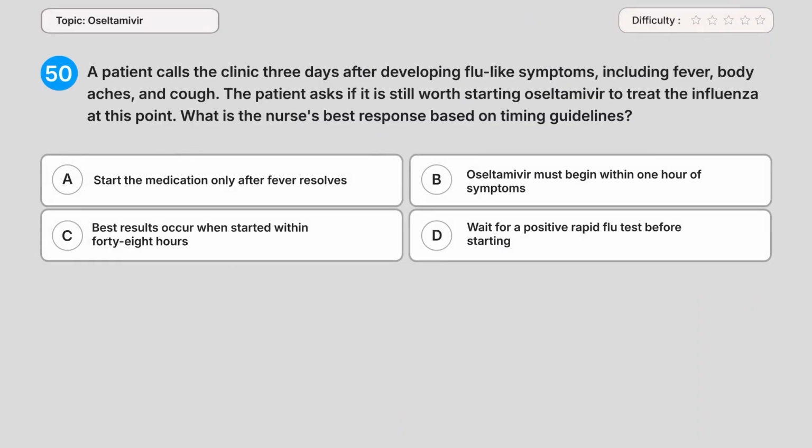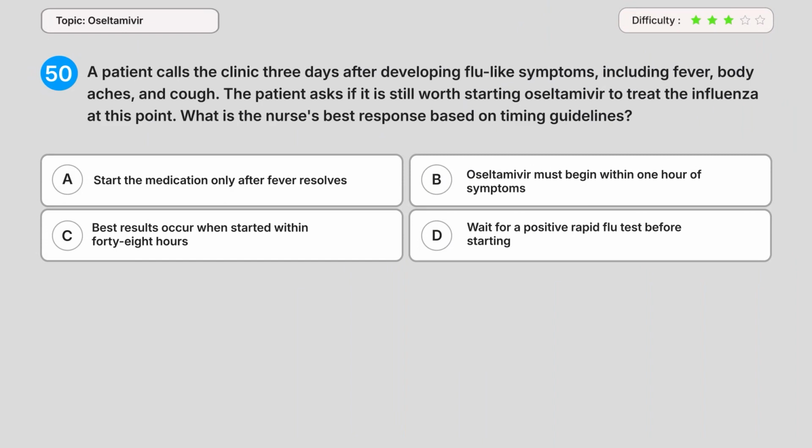Question 50. A patient calls the clinic 3 days after developing flu-like symptoms, including fever, body aches, and cough. The patient asks if it is still worth starting oseltamivir to treat the influenza at this point. What is the nurse's best response based on timing guidelines?